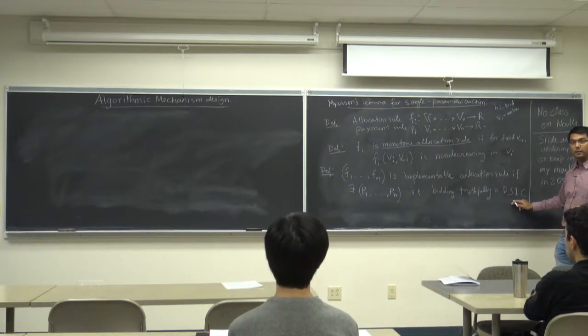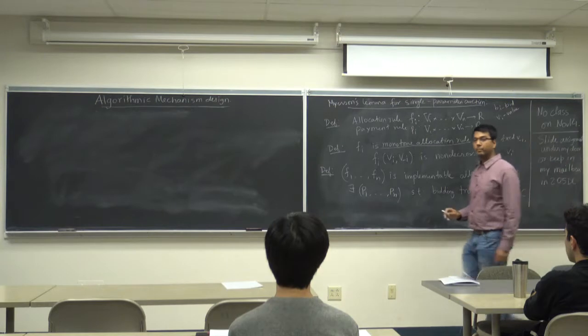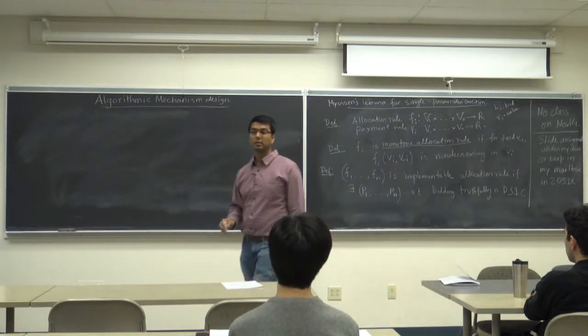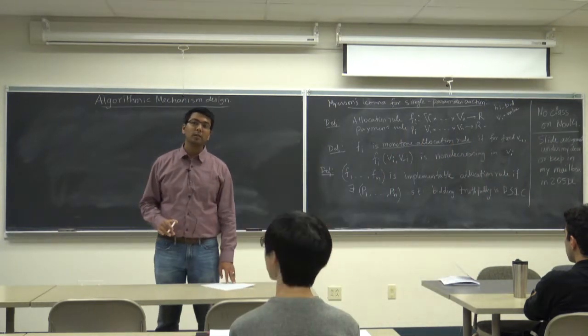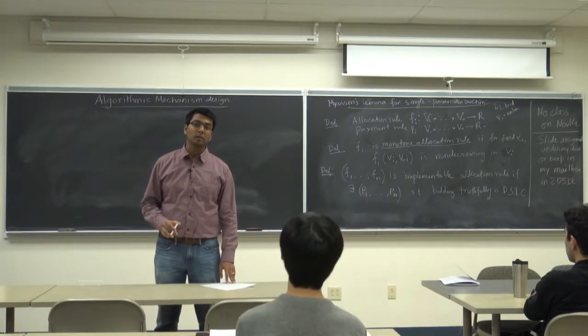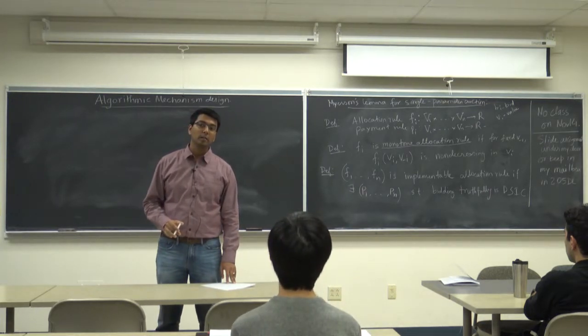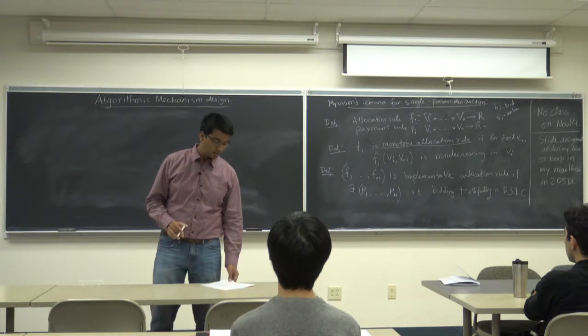So you mean if I can't find that payment rule, I shouldn't implement that allocation? Probably you should change your allocation function. Okay.